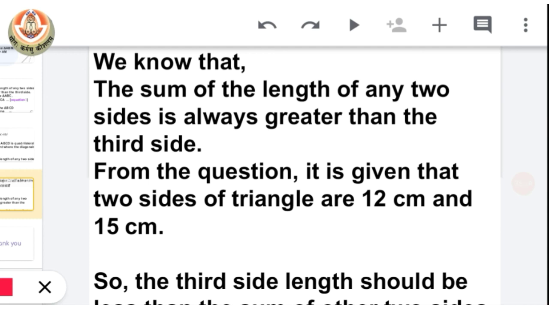Okay class, so we have done this exercise, and all the questions depend on the sum of two sides property of a triangle.